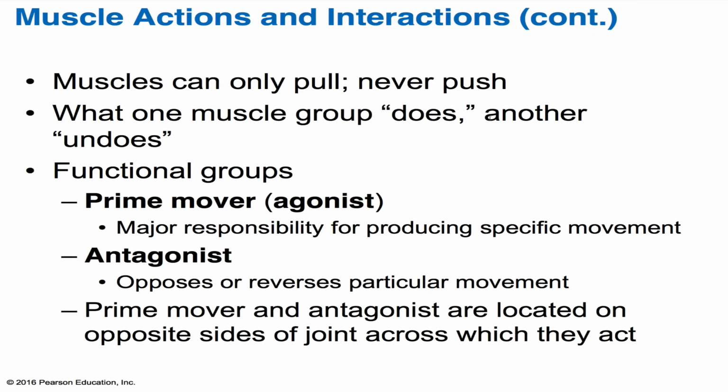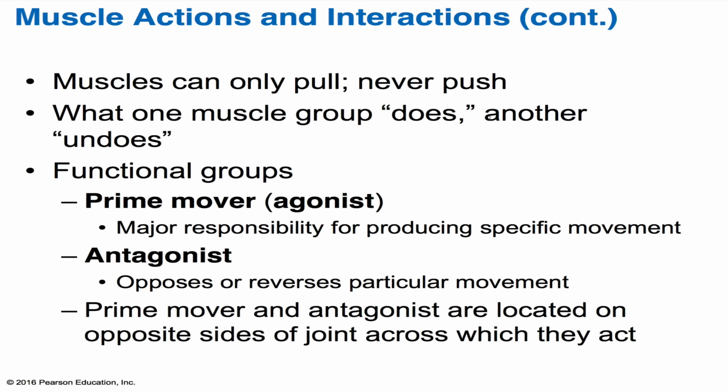So we have 4 functional groups of muscles, and we're going to be looking at these 4 groups now. The first functional group of muscles are what's called the agonists or prime movers, and this is the main muscle that's responsible for producing a specific movement. Then you have the antagonist. An antagonist is a muscle that opposes or reverses a particular movement. Prime movers and antagonists are located on opposite sides of the joints across which they act.